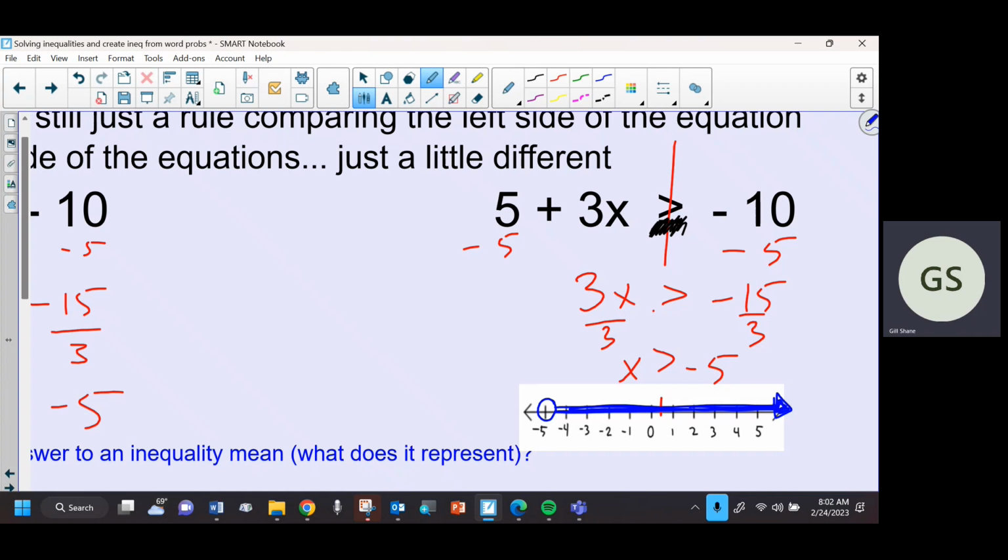Now we're going to do a cheat sheet version of that eventually. I'd rather you understand it first, but I'll give you the cheat sheet version next week. Any questions?